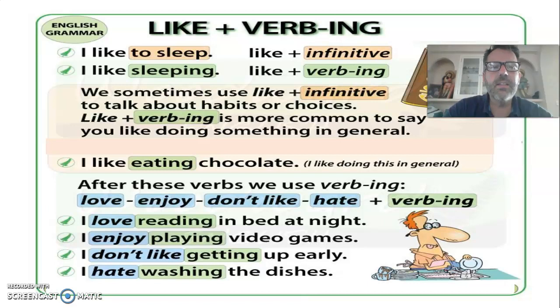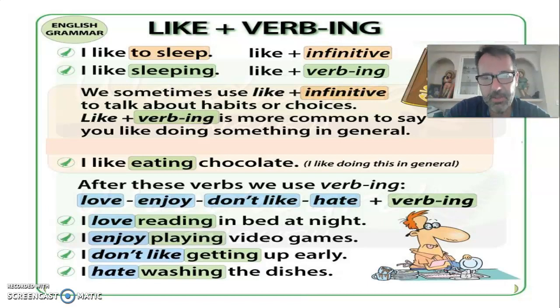I like sleeping, like plus verb ing. We sometimes use like plus infinitive to talk about habits or choices. Like plus verb ing is more common to say you like doing something in general. I like eating chocolate. I like doing this in general. I love it. Okay, I like it.